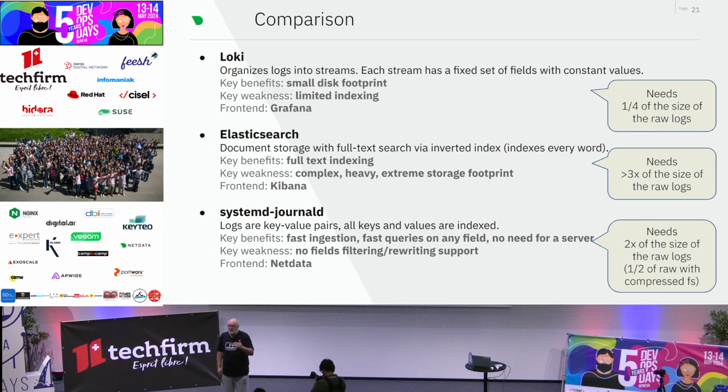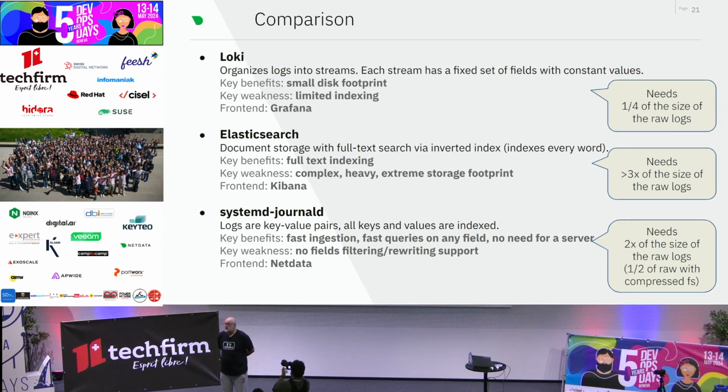Systemd journal is somewhere in the middle. So it indexes all the fields and all the values. It doesn't go into the word level like Elastic does. So if you have in one key, in one field, 10 words, the systemd journal will index the whole of it, the entire phrase, while Elastic will index every word. Extremely fast ingestion, so it doesn't care.